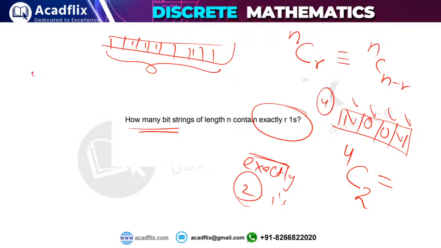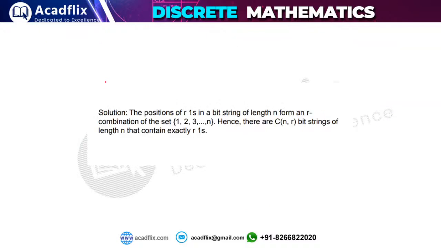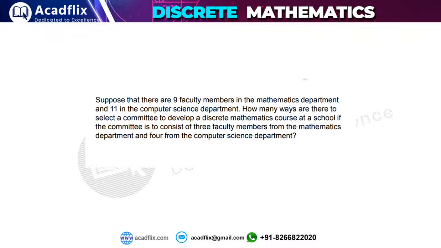So this is how, if you want to make an n length bit string such that exactly R ones must be there, from n positions you can select R positions, and in these R positions you can put ones. In the remaining positions 0 automatically will go. Okay, so this is the answer, NCR. This is the solution, you can see. Let's see the next question. Try this.